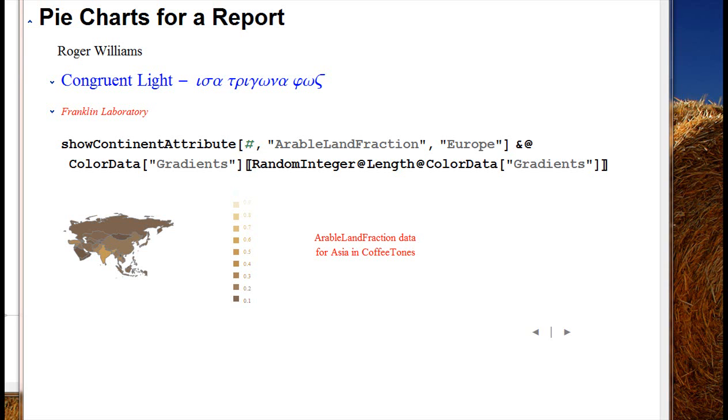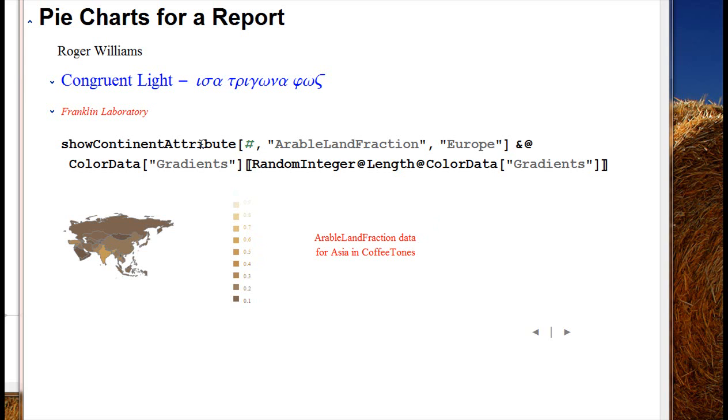This is about making pie charts, and this is more of a code focus, but you'll see how easy it is to make pie charts using Mathematica, and we're going to make a bunch of pie charts. So first, I have a graphic here that shows the fraction of arable land for Asia in coffee tones. You can see this is Asia. And I guess it goes from 10% up to 100%.